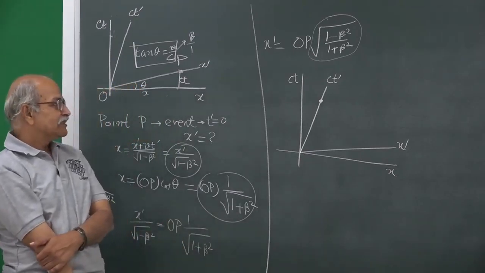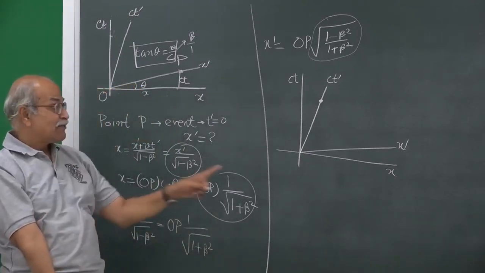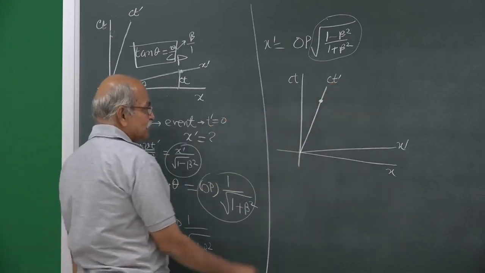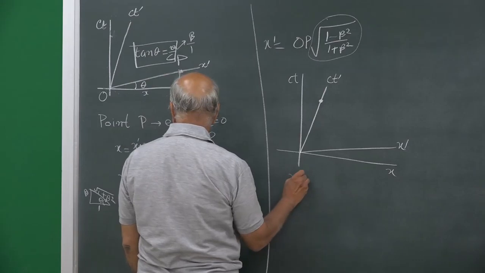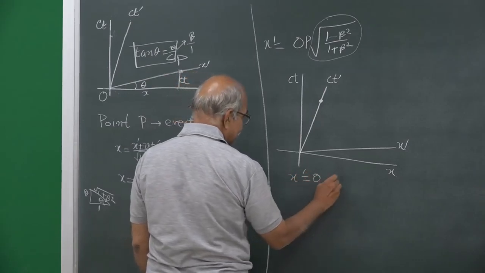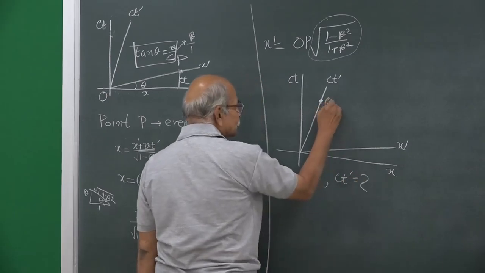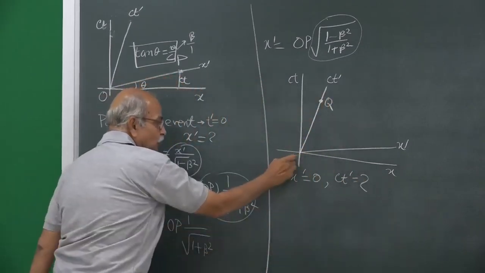What does it mean? It means x prime is 0. I am on this CT prime line, x prime is 0. So, for these events x prime is equal to 0, and my question is, how much is CT prime? I know this point Q, let us say this point is Q, this is O.